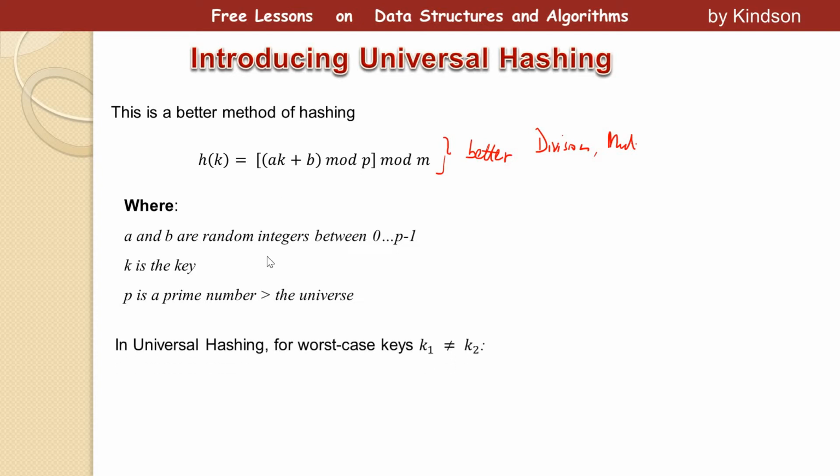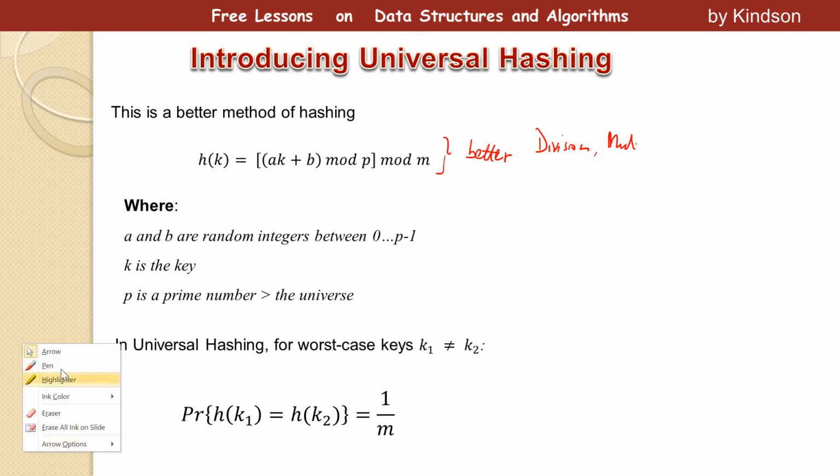In universal hashing, the worst case is when k1 is not equal to k2, and then the probability that h(k1) equals h(k2) is equal to 1 over m. So what are we saying? Let me do a little clarification.